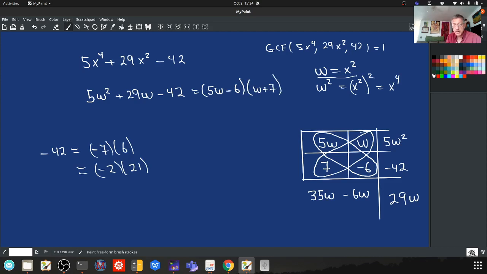So that's in terms of w. But I have to go back, and my original is in terms of x. So w is equal to x squared. So wherever I see the w, I just replace it by x squared. And we're done. So it's 5x squared minus 6 times x squared plus 7.